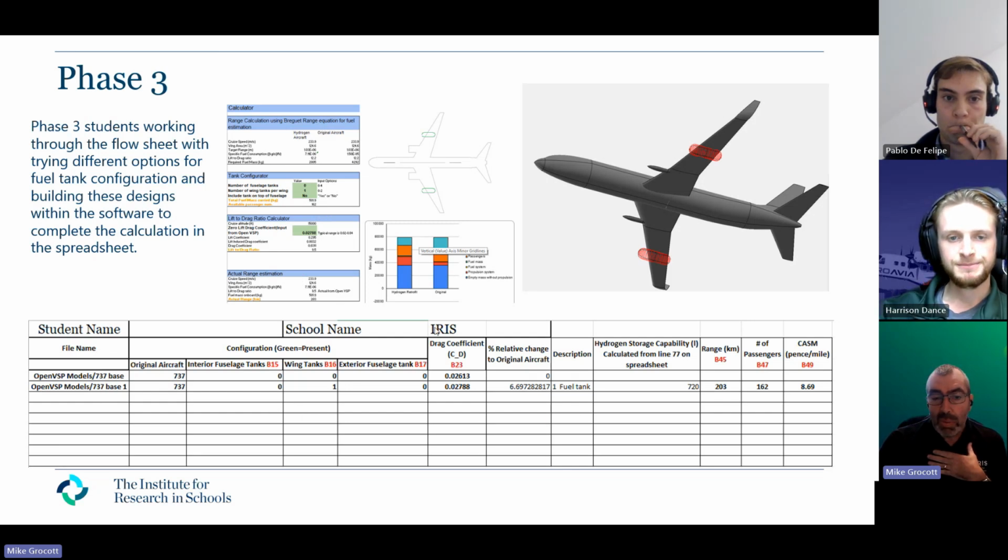There's also a spreadsheet here for you to go through the process step by step. So you have your baseline model, and then this is a model with the wing tanks, and you can see that this is my answer for my range and my percentage change to the original aircraft.